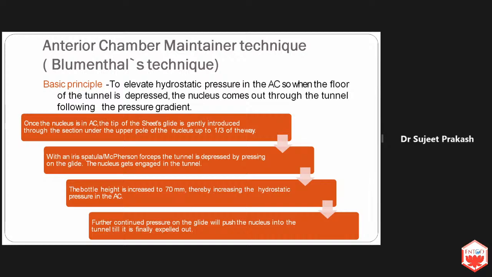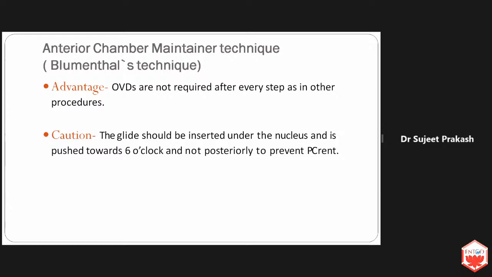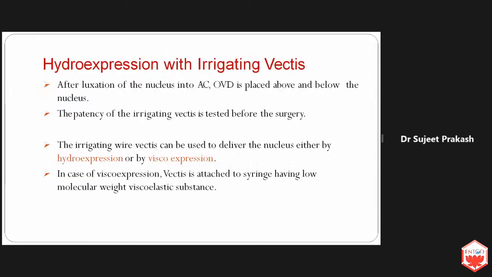So once the nucleus is in the AC, the tip of the Sheets glide is gently introduced up to 1/3 of the nucleus, and with the iris spatula or McPherson forceps, the tunnel is depressed by pressing on the glide. So the nucleus gets engaged in the tunnel, and at this point of time, the bottle height is increased up to 70 mm, which increases the hydrostatic pressure in the AC, and the nucleus comes out through the tunnel. The advantage of the Blumenthal technique is that OVDs are not required after every step, as it uses the anterior chamber maintainer. We should take caution that the glide should not be inserted under the nucleus too much towards the 6 o'clock, to prevent posterior capsular rent.